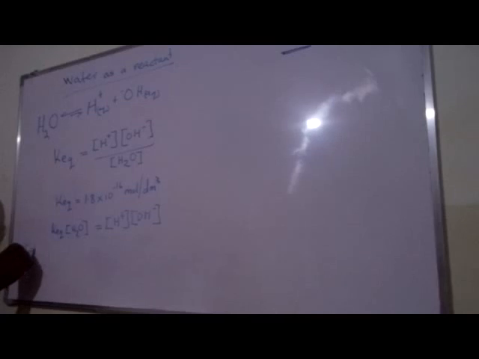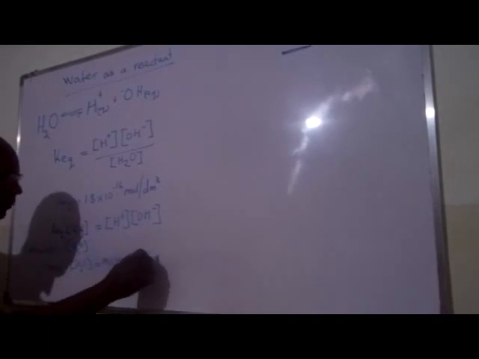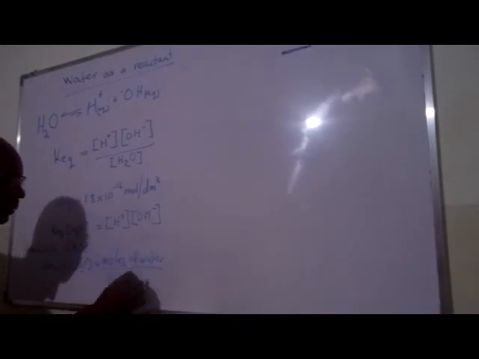So if we are to calculate the concentration of water, we know that concentration of water is given by the moles, in this case the moles of water, divided by the volume of water. That is how we calculate concentration.